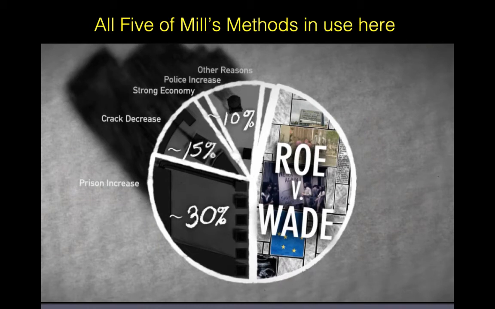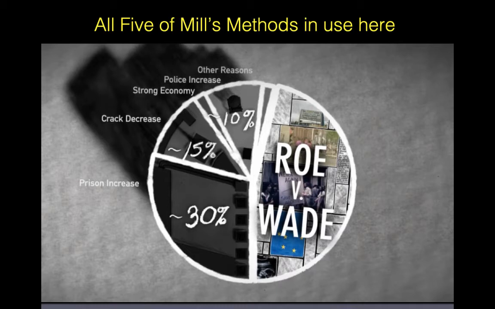Now, I want you to notice that all 5 of Mill's methods were used here to establish this, and the one which is a little unclear to a lot of people is the method of residues. The method of residues is what explains, in part, in proportion to, observed cases. The method of residues is what explains, in part, the several factors, not just one factor, responsible for the drop in crime rate.